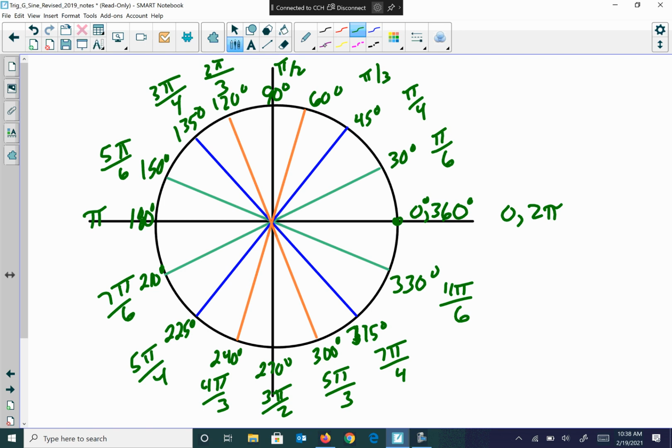And then let's take care of our points. So this is the point 1, 0. This is the point up here, 0, 1. This is the point -1, 0. This is the point 0, -1. Good so far?